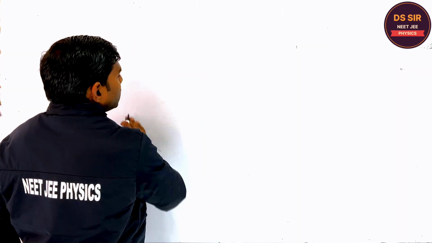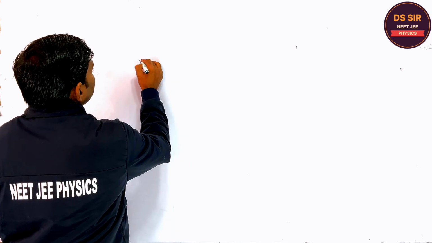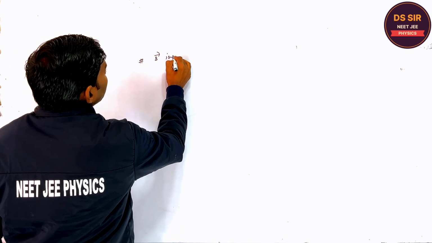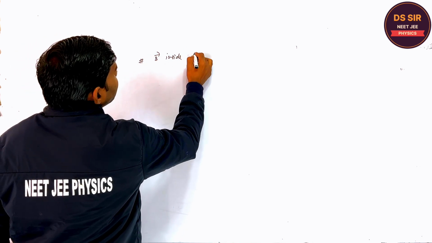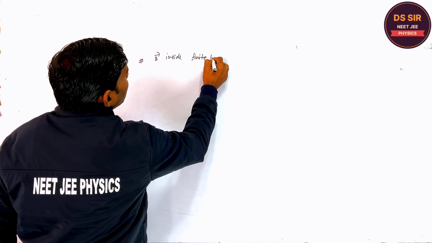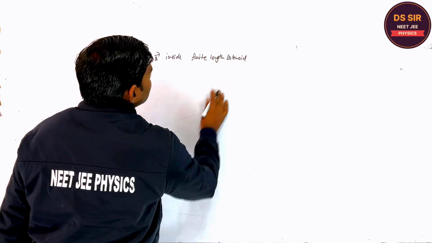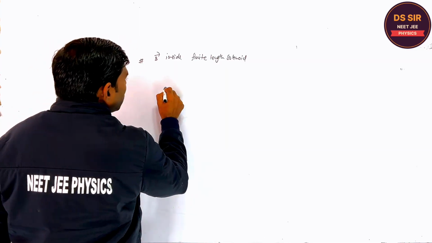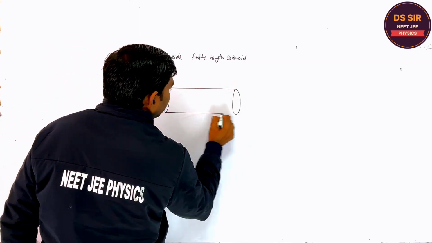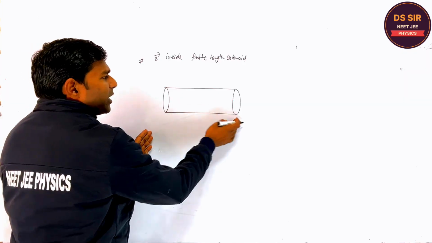So now we have seen the magnetic field inside the solenoid. Now B inside a finite length solenoid. Finite length solenoid means this is the solenoid, and its length is finite, from here to here.